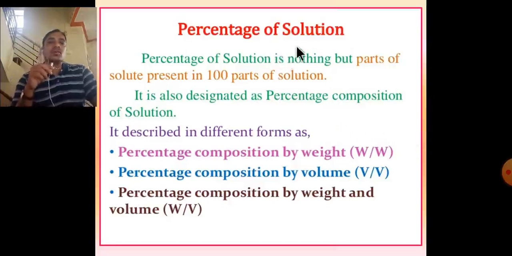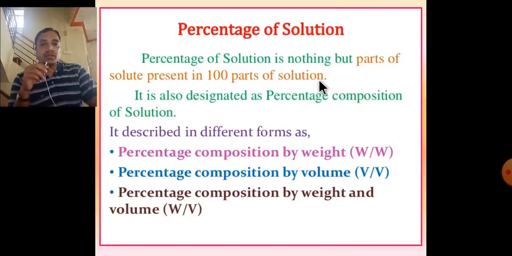Next term, percentage of solution. Percentage of solution is nothing but the parts of solute present in 100 parts of the solution. It is also designated as percentage composition of solution. It is described in different forms: percentage composition by weight, W upon W; percentage composition by volume, V upon V; and percentage composition by weight and volume, that is W upon V. These are expressed depending on the volume and weight.